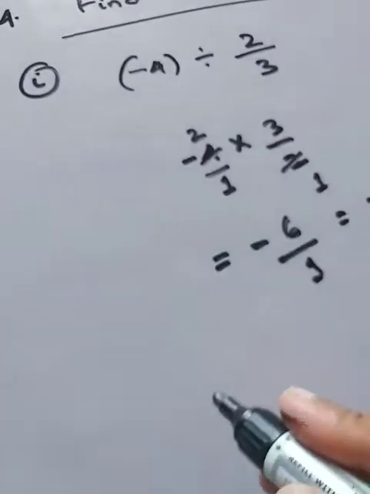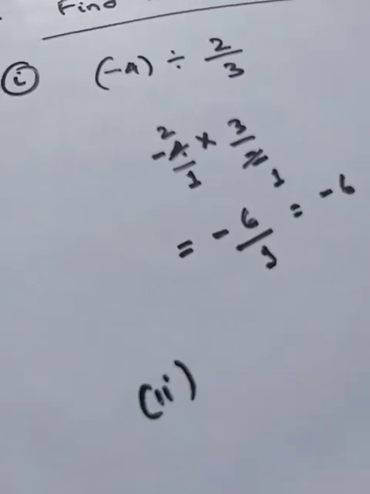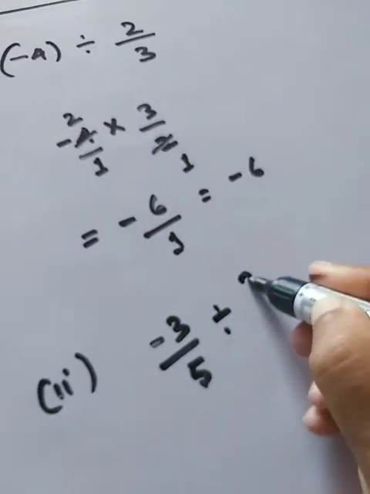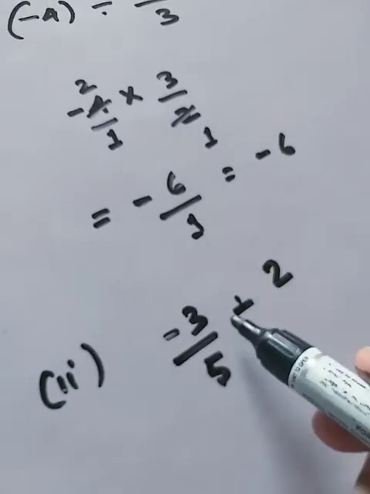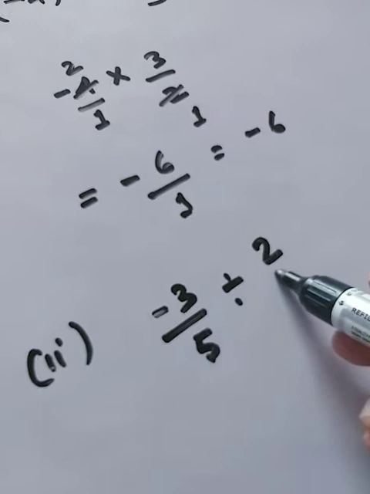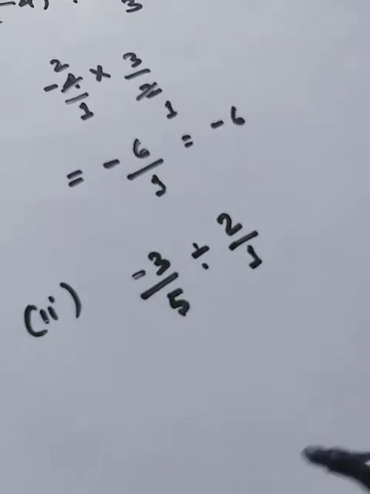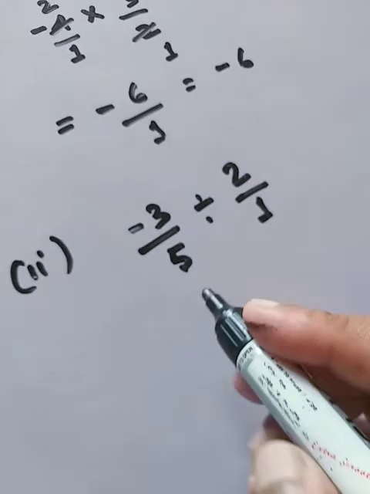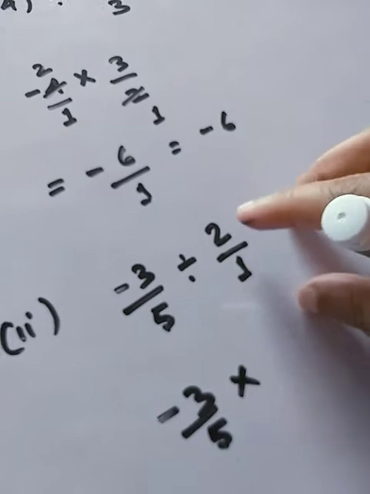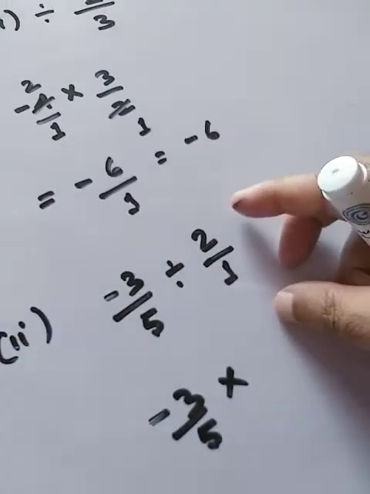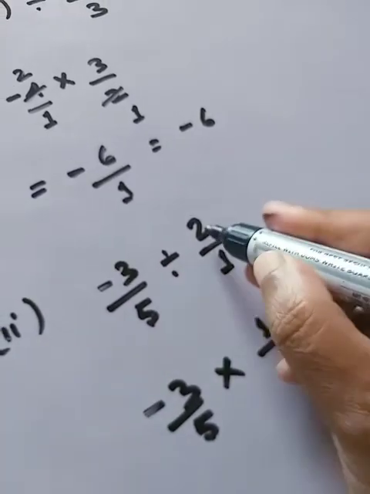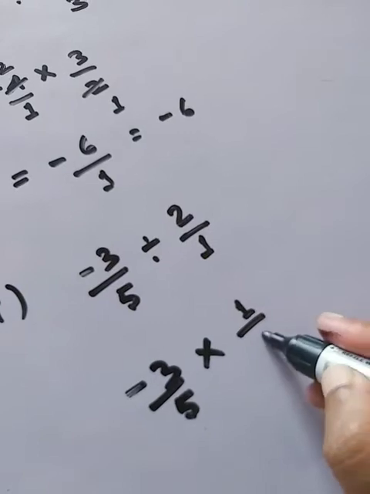Okay, now let's move on to sum number 2. Sum number 2 is minus 3 upon 5 divided by 2. Now what you have to do is replace this division sign with a multiplication sign. But before that, you have to understand the meaning of 2. 2 means 2 has 1 as a denominator. That will make your work a little easier. When we replace the division sign with multiplication sign, the right hand side rational number would be reciprocal. That is, 1 will go to the numerator and 2, which was the numerator, will now come to the denominator.